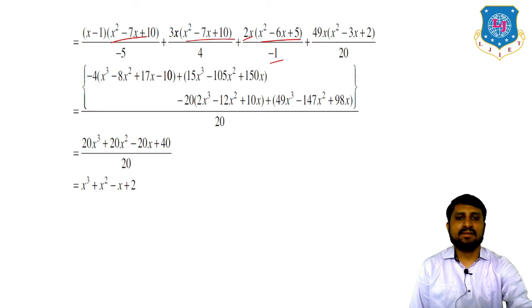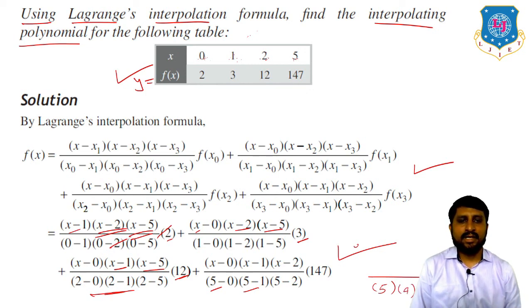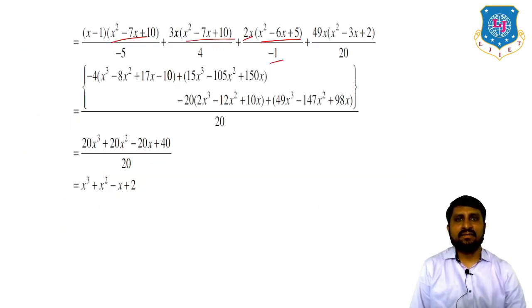And 49x, because this is 5, this is 4 and this is 3. So in the denominator you have 5 here, 4, and 5 minus 2 is 3, and 1. In the numerator you have 147. So clearly it will be cancelled out from 3. So that is 4 and 9, and then 49 divided by 20. Clear? So that's why they write here 49 divided by 20.